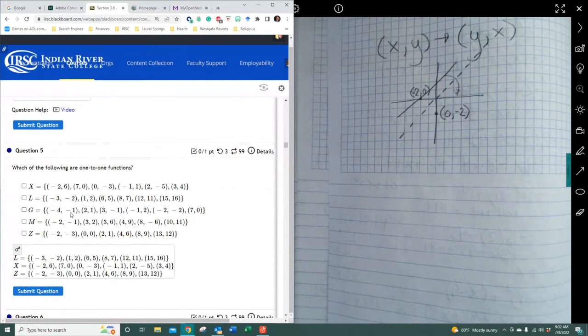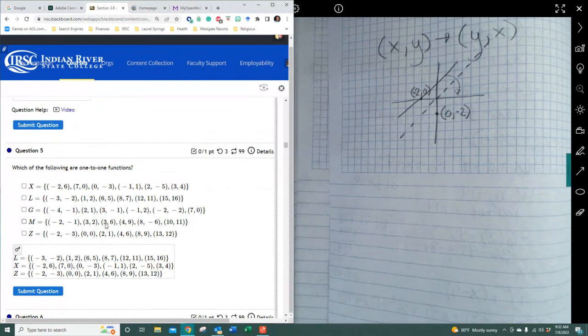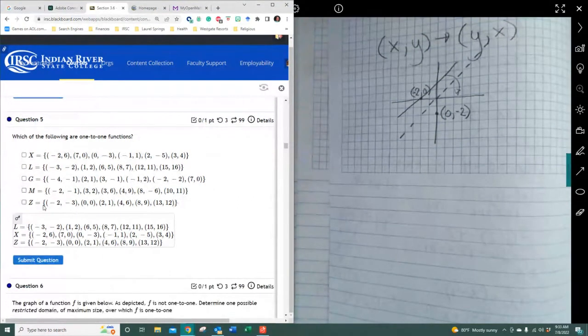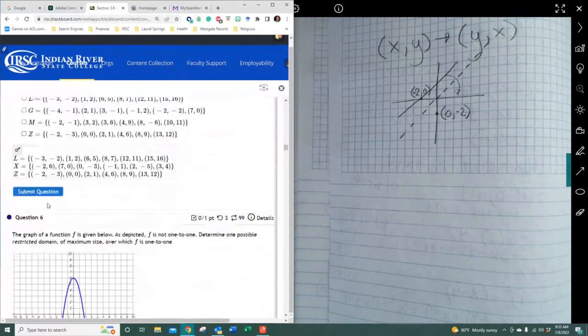There's a repeated -1 here, all right? And if we look at this one, there's a repeated value of 3 and 3. So we're looking at that one right there, okay? So we have 3 and 3. That's where this comes into play, okay? So you've got to realize that it fails to be a function itself, therefore it fails to be a one-to-one relationship.